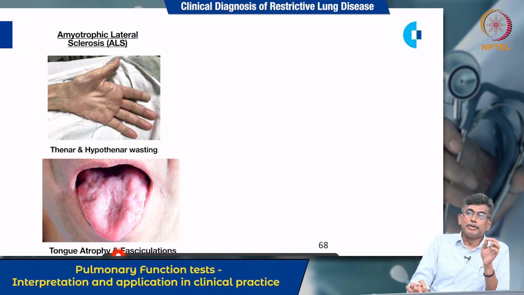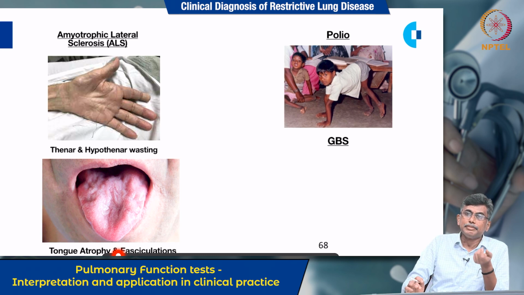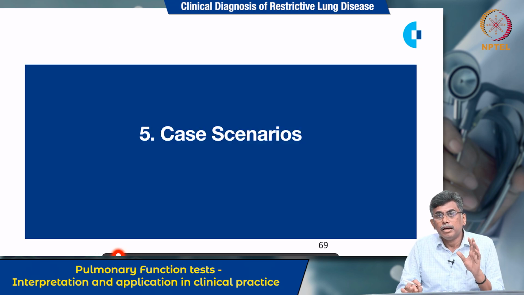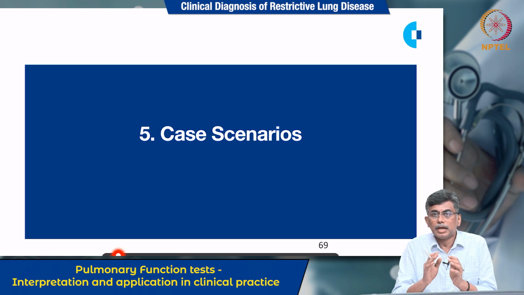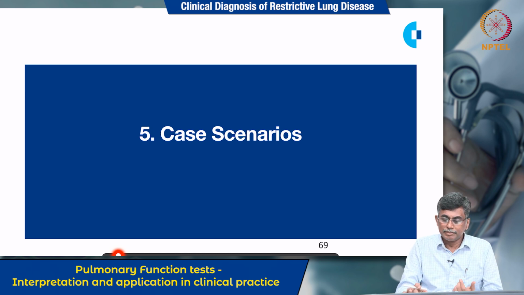Fasciculations are very important to pick up amyotrophic lateral sclerosis, motor neuron disease. In polio, you can see that they have flaccid limbs, sometimes hyperextending, and it's a thin limb. That's how polio is identified. And Guillain-Barré syndrome, where the classical thing is ascending paralysis from the legs to the upper limbs and the facial muscles. Now with the following 5 clinical scenarios, we will understand restrictive lung disease in a better way.